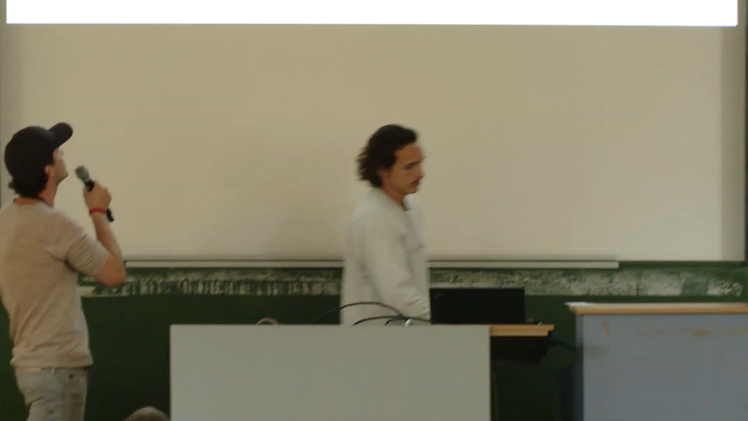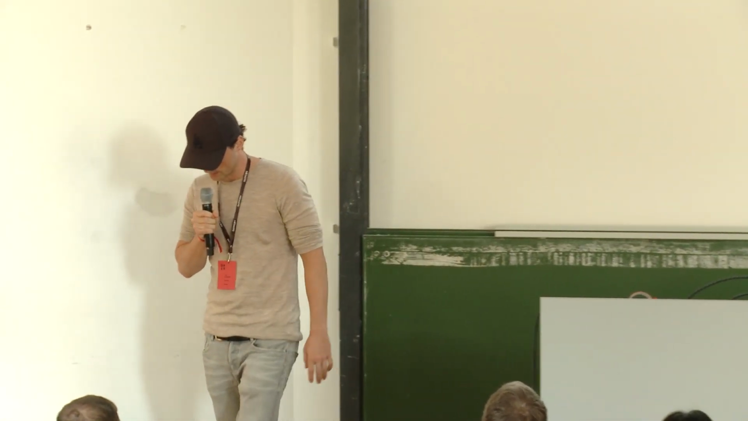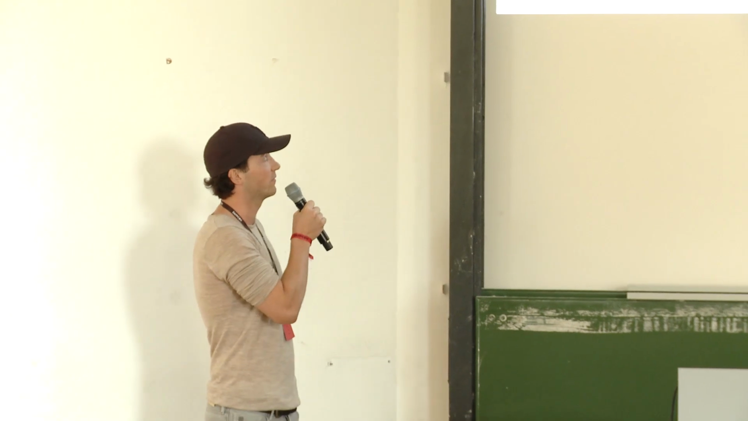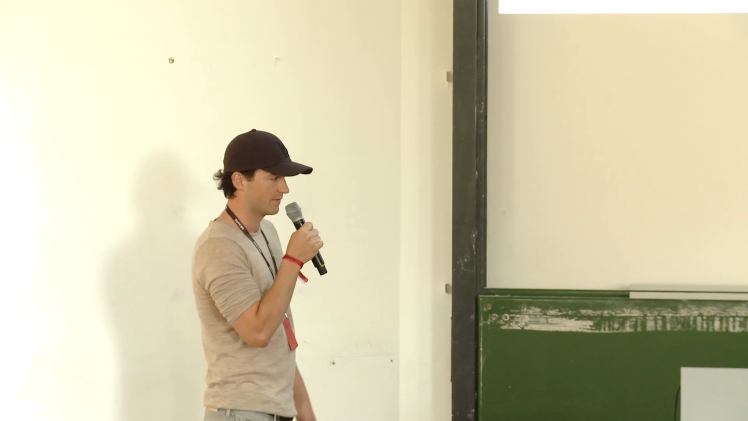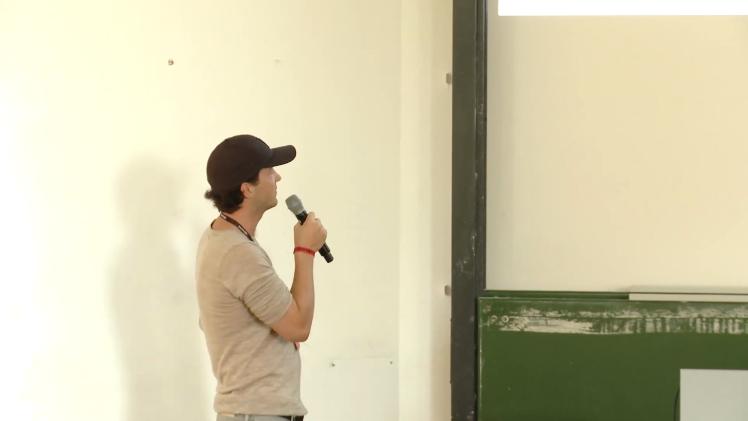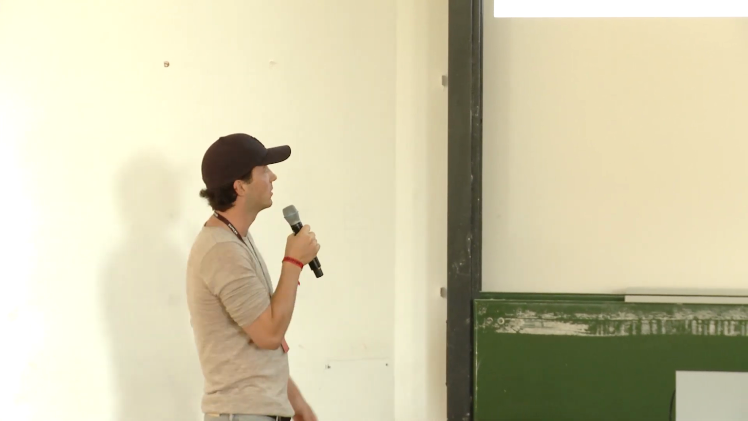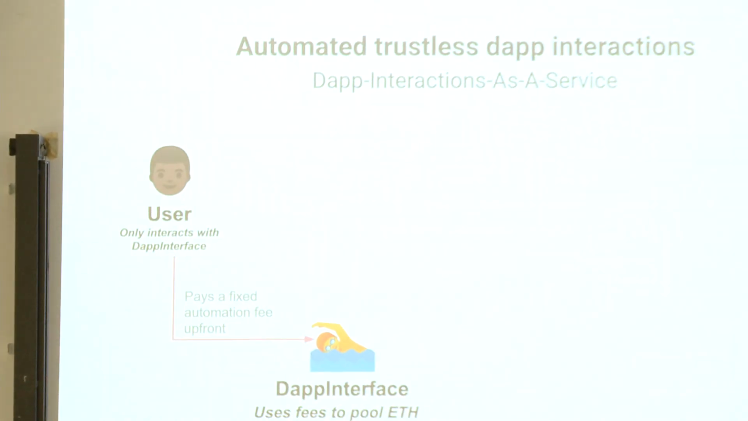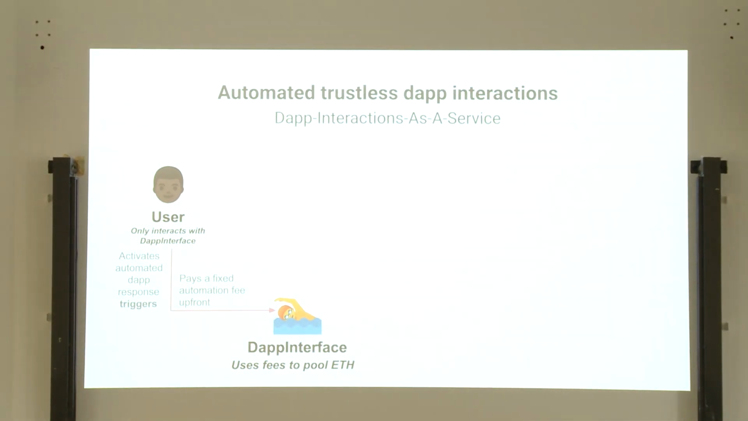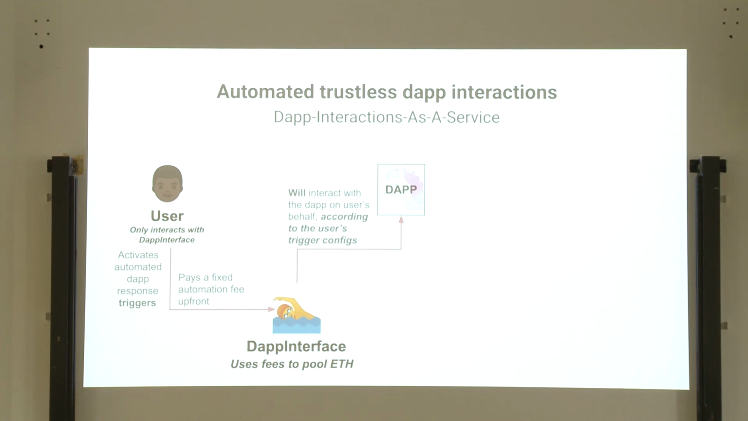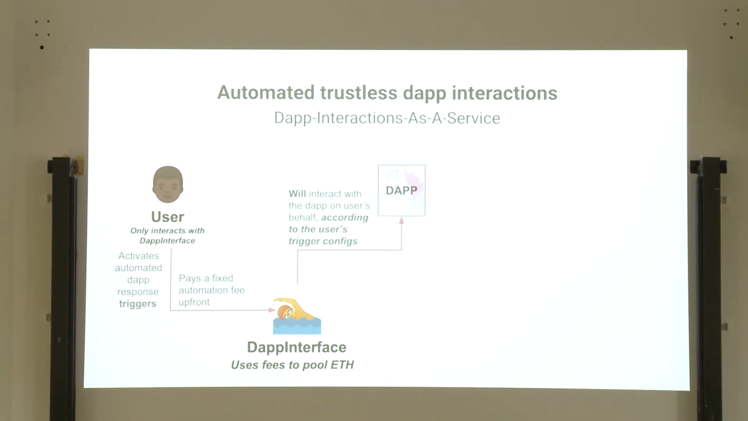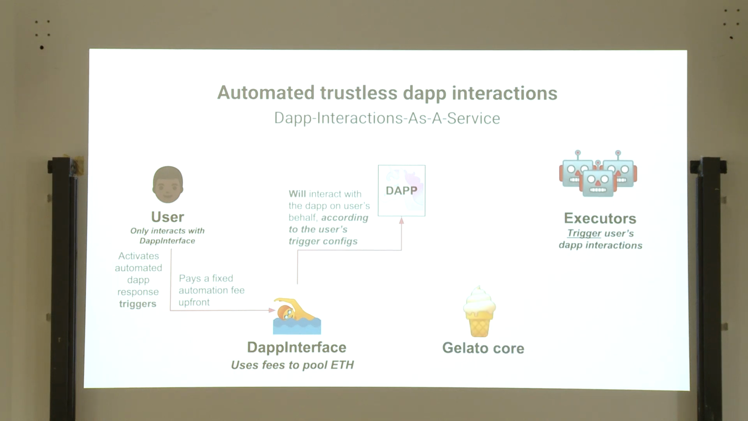So in our model, we talk about automated, trusted Dapp interactions, and you can think about it as kind of Dapp interactions as a service. So you have a user that only interacts with a Dapp interface, and the user basically pays the Dapp interface a fixed upfront automation fee. And the Dapp interface uses the fees to pool ETH, and the user can then activate some triggers to respond to Dapp events, basically. And the Dapp interface will interact with the Dapp on behalf of the user according to the user's automation configs. The executors are the ones that actually trigger the user's Dapp interactions.